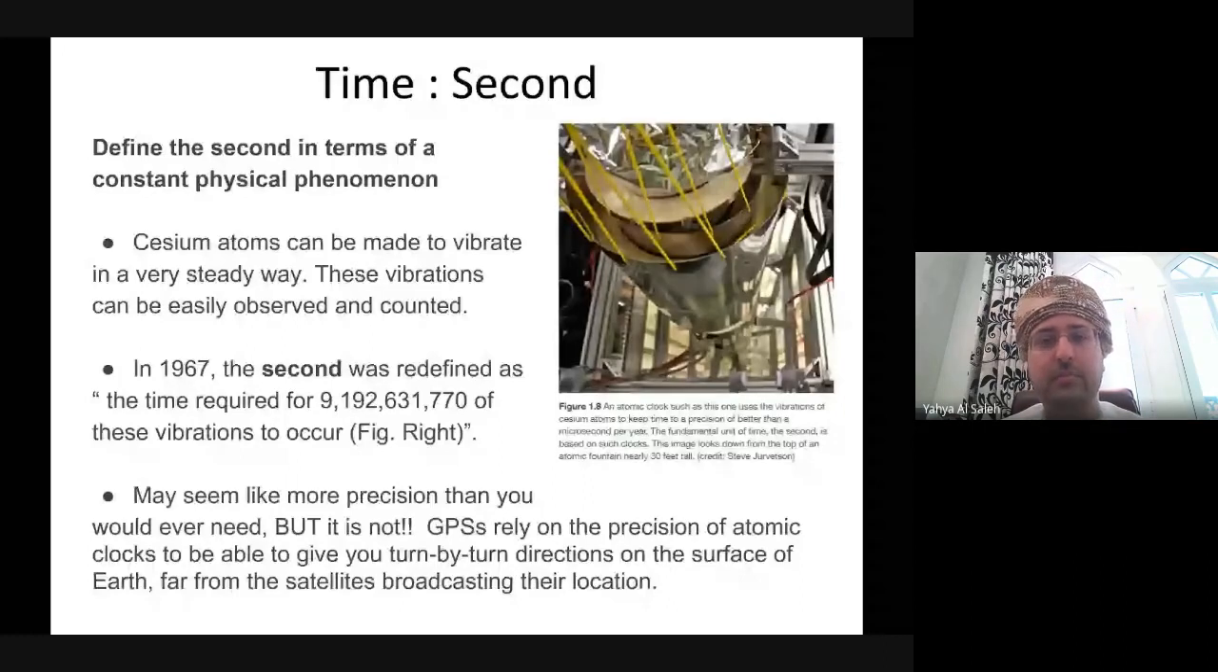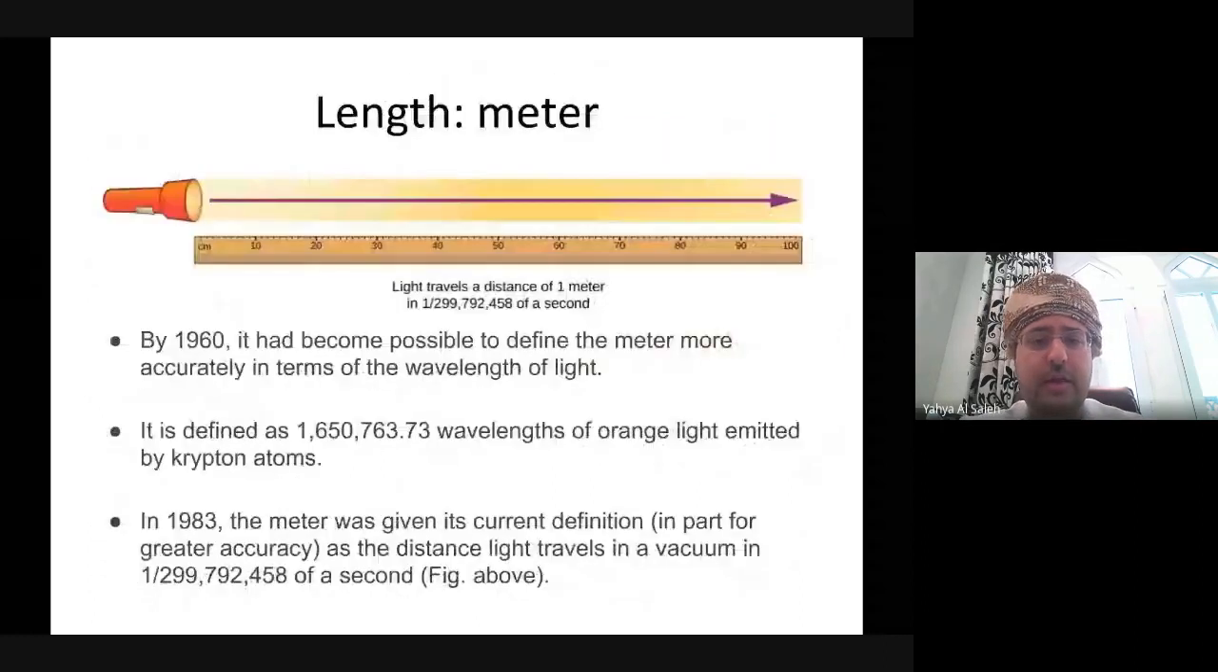Okay, what about the meter? Everyone knows the meter. Now as far back as 1960, we could define it very accurately in terms of the wavelength of light. It was defined as a number of wavelengths of orange light emitted by krypton atoms in a certain excitation. Then we redefined it in 1983, okay, the current definition, to be very accurate.